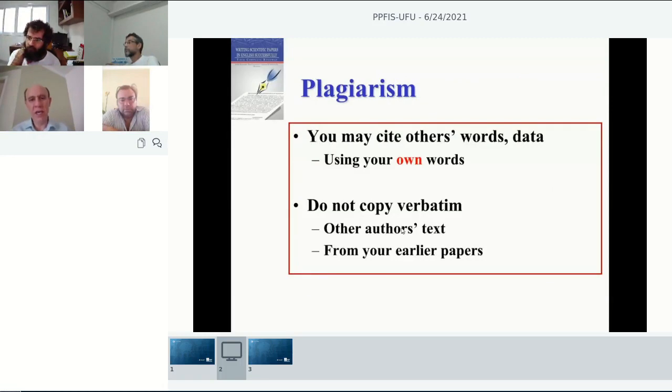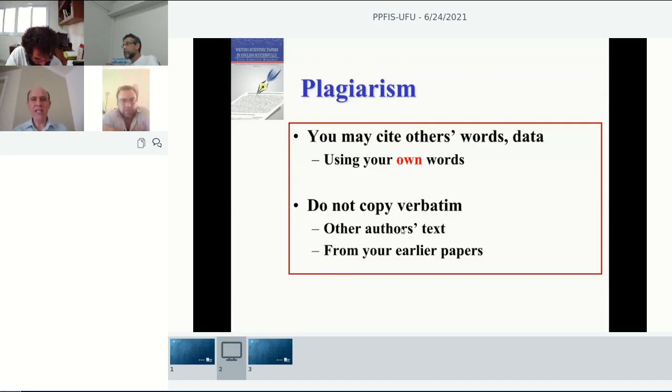It is not plagiarism because you're going to use your own words at the end of the day, even though you are going to learn expressions which are usually frozen expressions in English that have been used for many years, for decades or centuries. So you're not going to copy verbatim other authors' text. You don't copy from earlier papers, including your own. That's something which has to be said here.